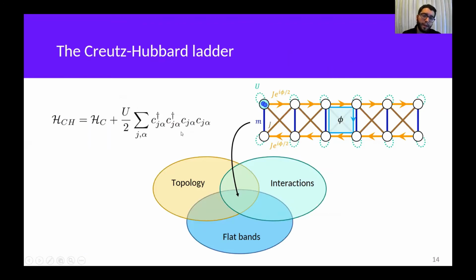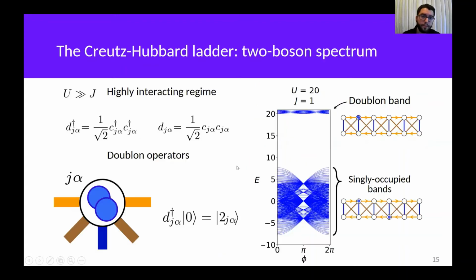And well, in our work, we are studying the Creutz-Hubbard ladder, which means we have included some interactions, Hubbard on-site interactions, and we will be considering bosonic particles. And this puts the system at the intersection of topology, interaction, and flat bands, which are three very interesting avenues of research right now, right?